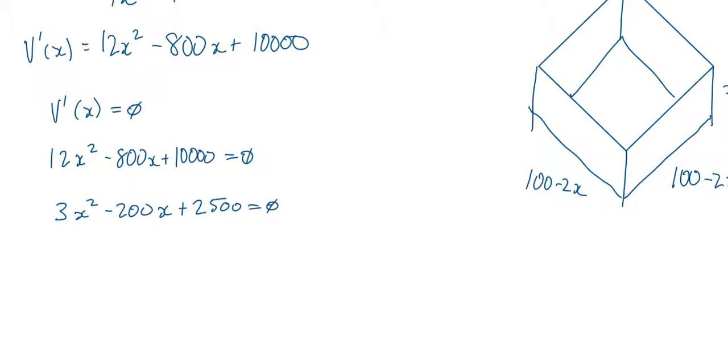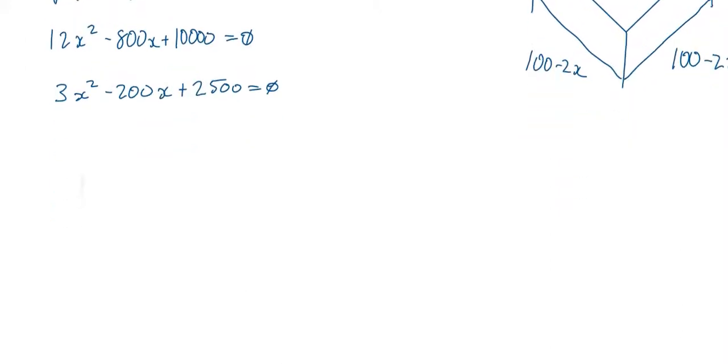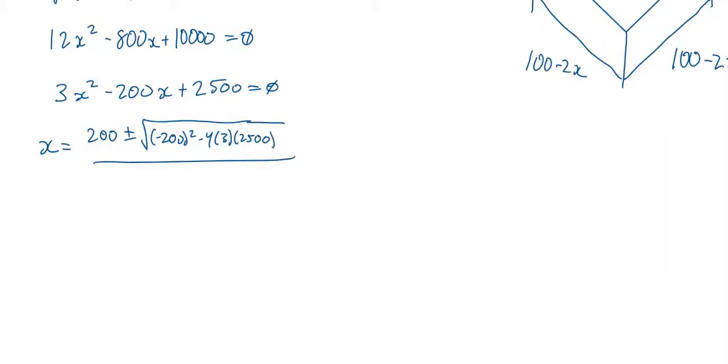B squared minus 4ac for this is 10,000, which has a square root of 100. So this is factorable. So you could try to factor it if you want, but I'm just going to use the quadratic formula because I think factoring it would be tricky. And that works out, like I said, to 200 plus or minus 100 over 6.